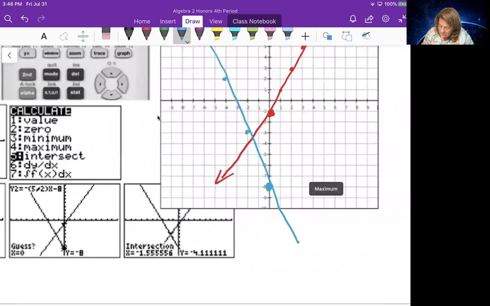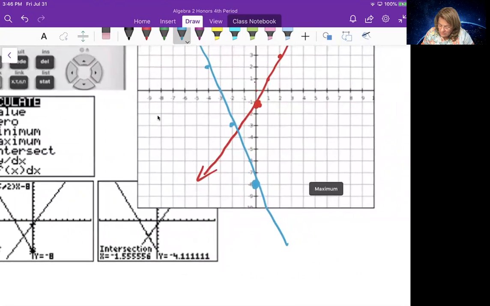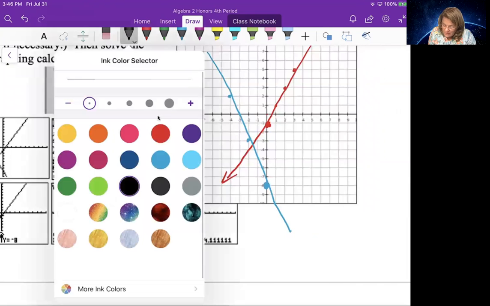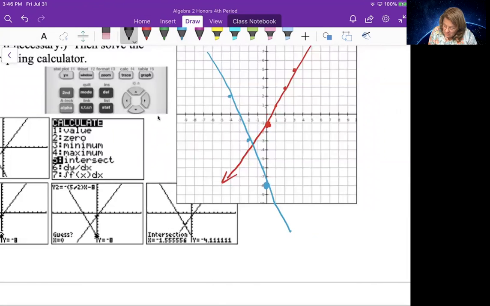So what is the point, the x and y coordinates of where those two lines intersect? So what is the value of x? It's negative, in my opinion, 1.5. And what is the value of y at that location? I'm going to say it is -3.5. Okay, that's my graph.